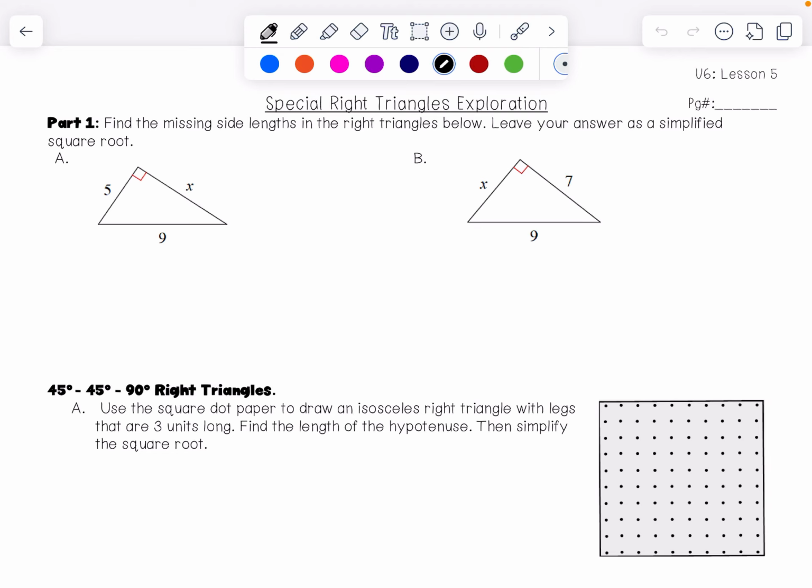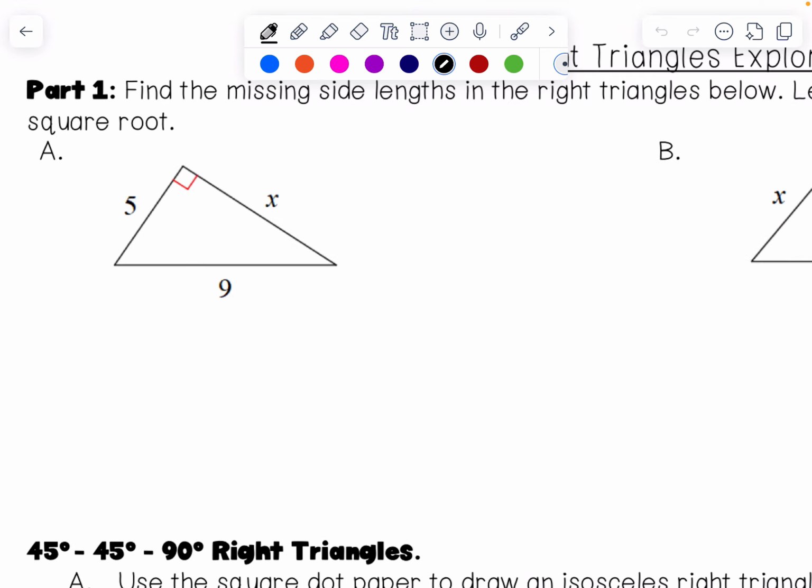Okay, in this series of videos, we're going to be looking at the relationship of our special right triangles, which is our 45, 45, 90, and our 30, 60, 90. We're going to be exploring where that relationship comes from, and also how we can utilize it. However, before we jump into our special right triangles, we need to ensure that we feel comfortable using the Pythagorean theorem and leaving things in their radical form. So that's what we're going to do here to start.